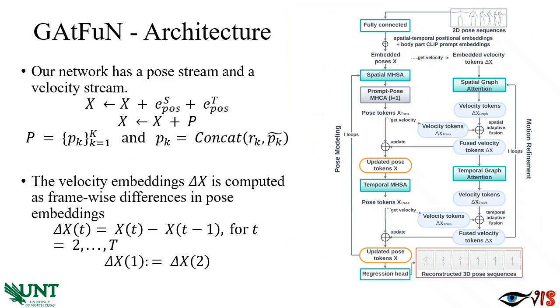We first embed the sequence of 2D joint coordinates into a higher dimensional feature space and add both the spatial positional embeddings and temporal positional embeddings. We then integrate the prompt learning, which are learnable embeddings derived from the action-related semantic concept, such as arm's length and action speed, obtained from a vision language model like GLIP. The velocity embedding delta x is computed as a frame-wise difference in pose embeddings.